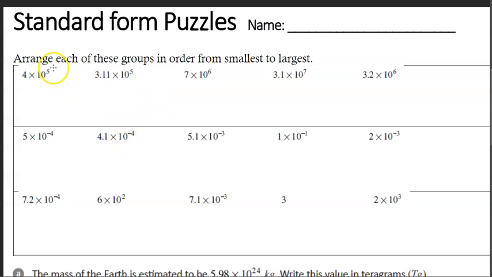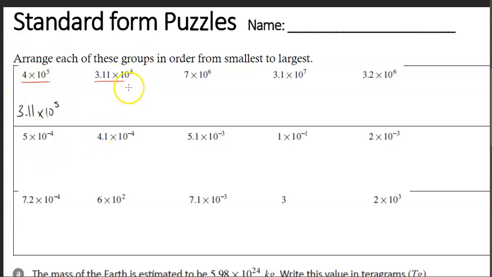Okay, so consider them as factors. We are multiplying 4 by 10 to the power of 5, or by a factor of 5. So there's 5, 5, 6, 7, and 6. These two are smallest out of all of them. And then from these two, 3.11 is considered the smallest out of them. So my first one is 3.11 times 10 to the power of 5. This is because 3.11 is smaller than 4.